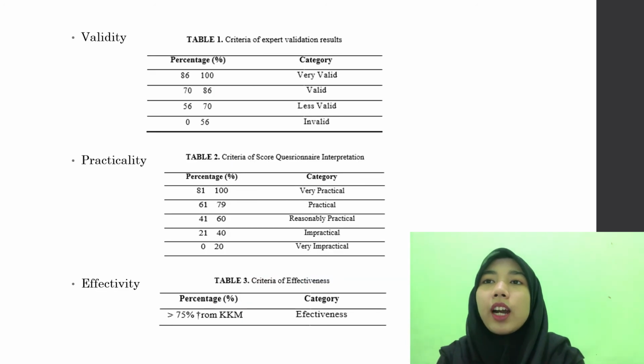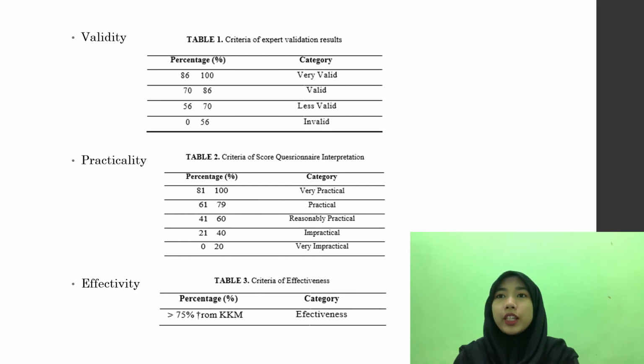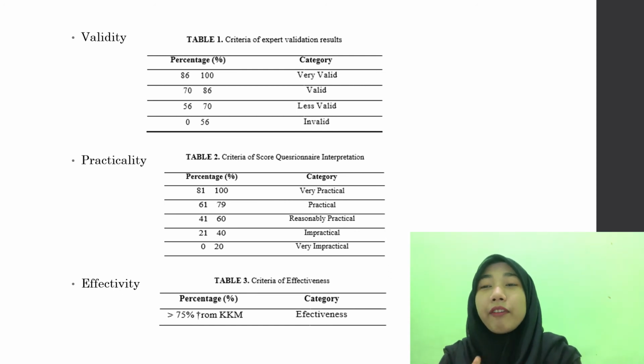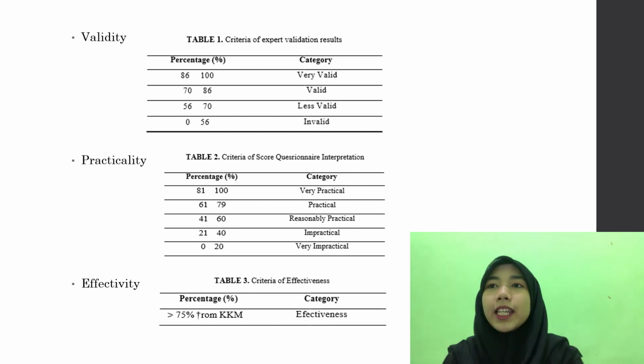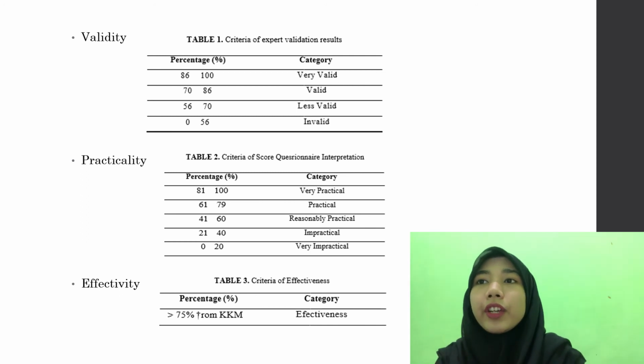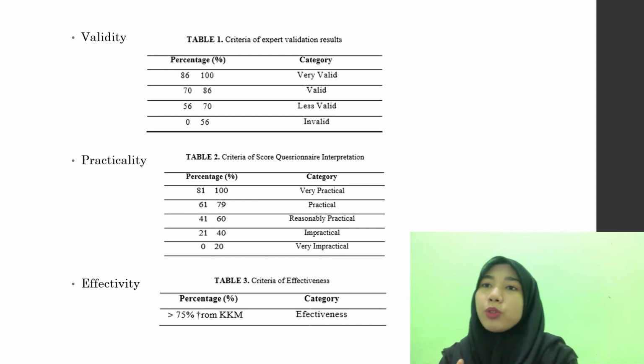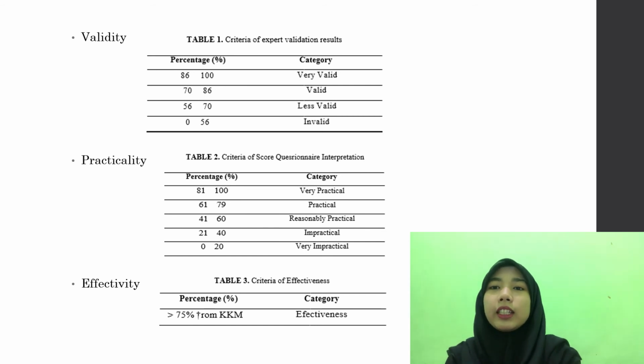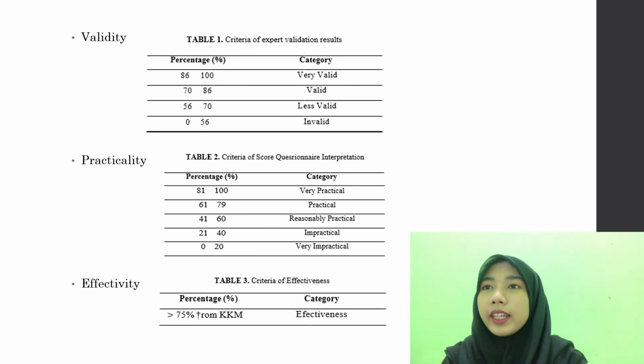As I said before, there are three aspects that we will test in this research: validity, practicality, and effectiveness. First, validity. For the criteria of expert validation results, if we get 0 to 56%, then we call the educational comics invalid. If we get 56 to 70%, then it is less valid, and so on.